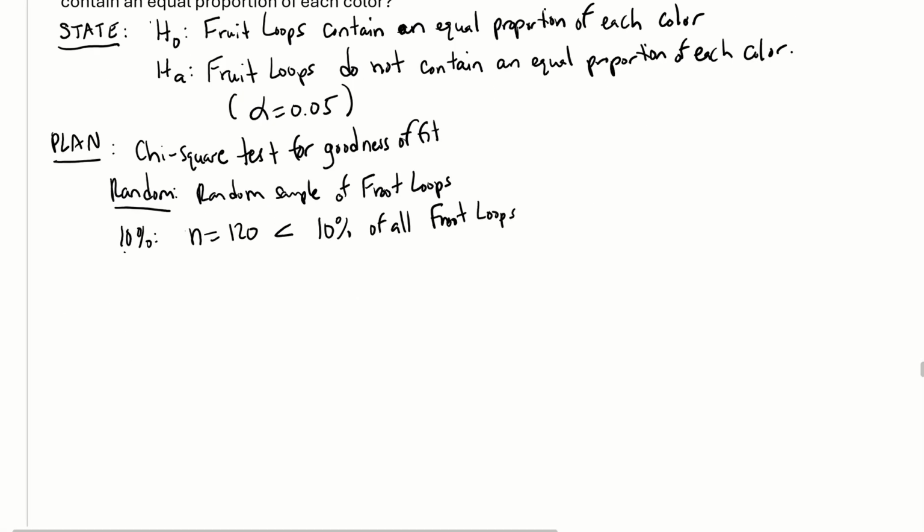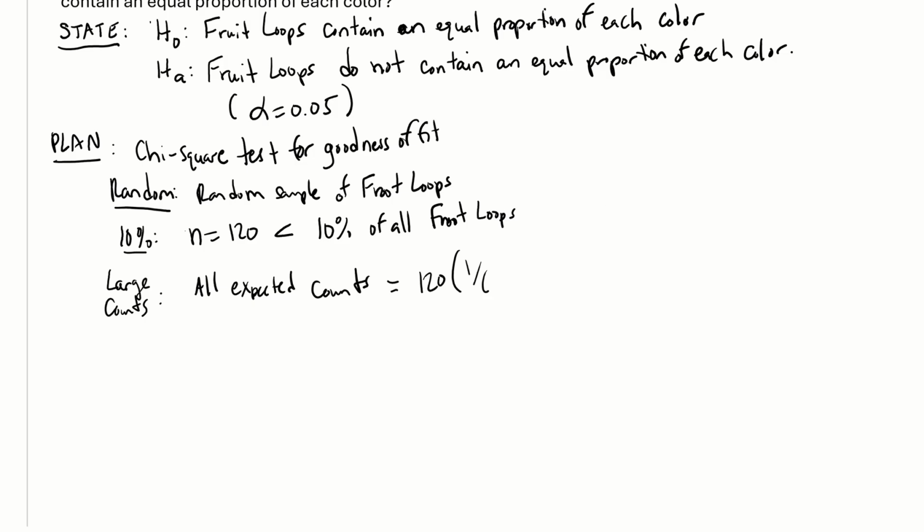Okay, and then let's do the large count. Remember that all expected counts have to be greater than or equal to 5. Is that true? Well, it is, because we have 120 Fruit Loops that we selected, and each of the 6 colors should have a 1/6 chance. So 120 divided by 6, we would expect 20 of each color, which is all greater than or equal to 5. All right, so that's good.